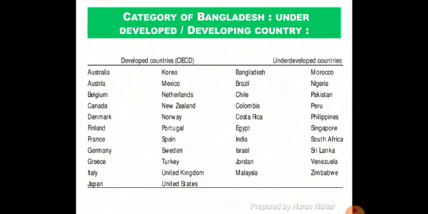According to the per capita income of the people, Bangladesh is included in underdeveloped countries. As you can see in the chart, Bangladesh, Brazil, Chile, Colombia, Costa Rica, Egypt, India, etc. are included in underdeveloped countries. But there is a controversy whether Bangladesh is really an underdeveloped or developing country. My dear students, from today's lecture, we will come to a conclusion whether Bangladesh is an underdeveloped or developing country.